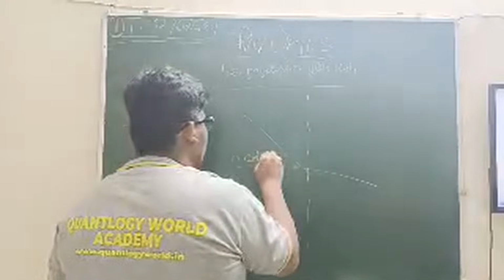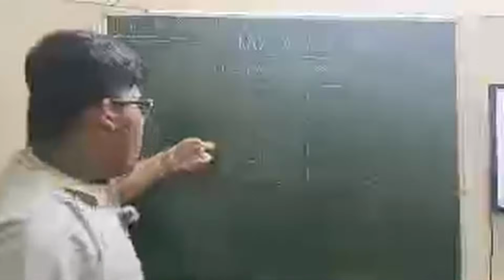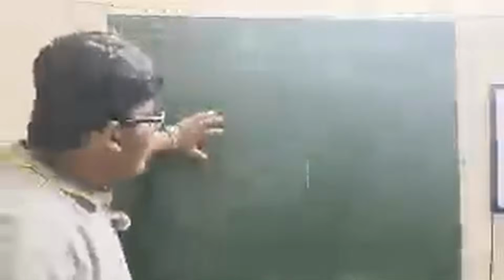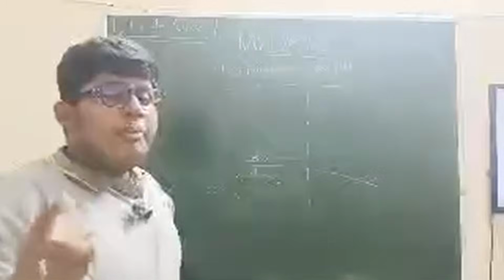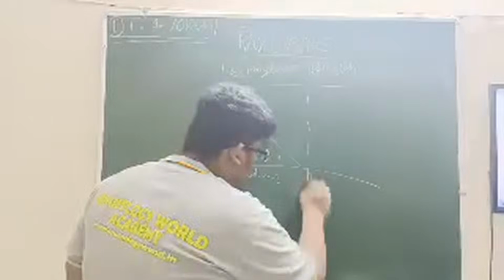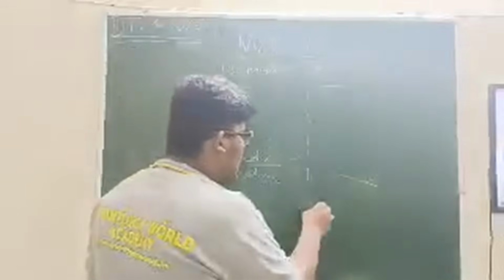In the second case, this is medium 1 and this is medium 2. When mu1 is less than mu2, then medium 1 is optically rarer medium and mu2 is optically denser medium. Then when light travels from optically rarer medium to optically denser medium, it will bend towards normal. It will bend in this way and the angle of refraction will be less.